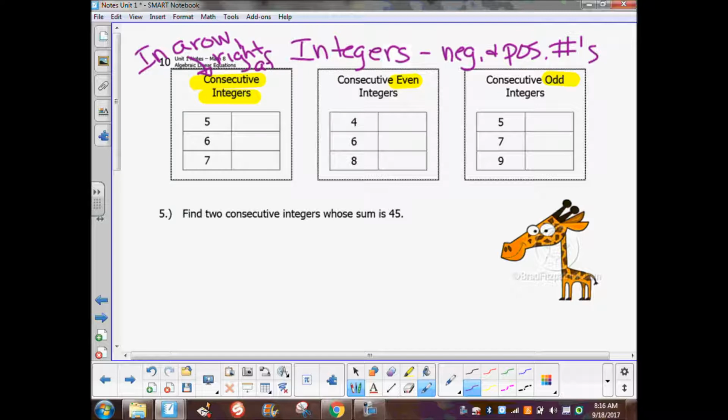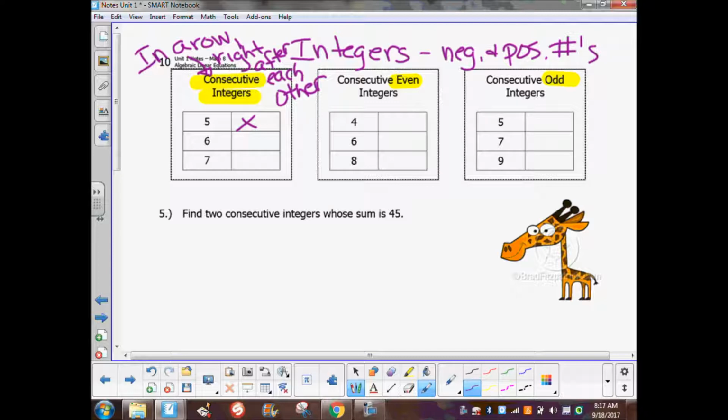Right after each other. So consecutive integers, 5, 6, 7. Are those one right after the other? 5, 6, and 7. So what if I turn this into algebra? Algebra just means let's bring in some variables to confuse things. So I say, well, what if I call 5, what if I called it x?